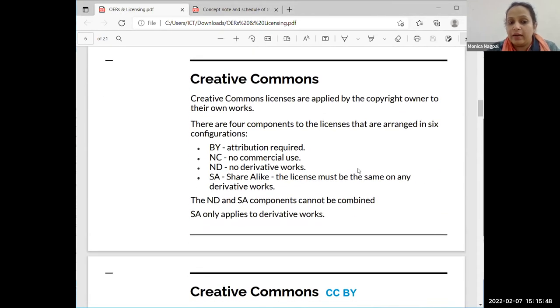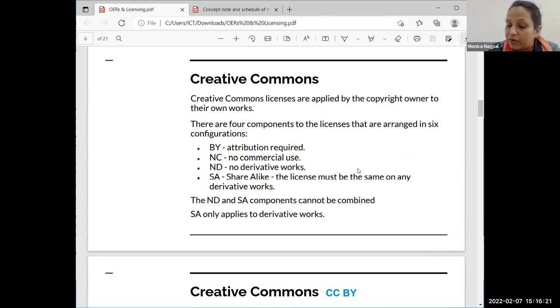Now, Creative Commons is basically an organization which allows the owner of the work to apply licenses. And they provide four major components in those licenses. What are they? The first is BY. Now BY means attribution. The one thing which I talked about is always citation, give the citation. So BY means you are always citing the owner.